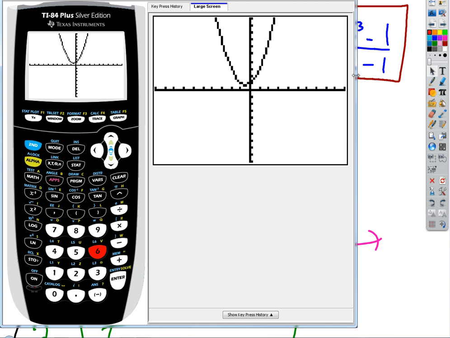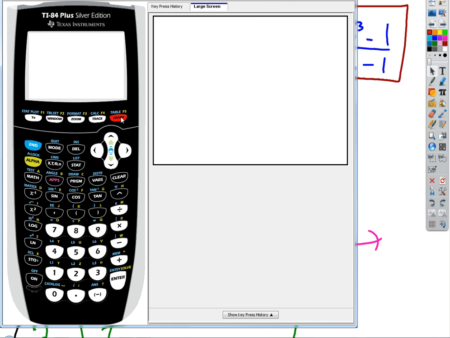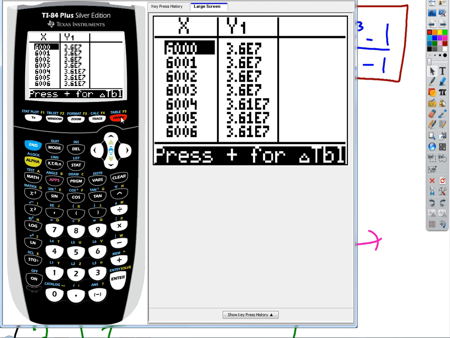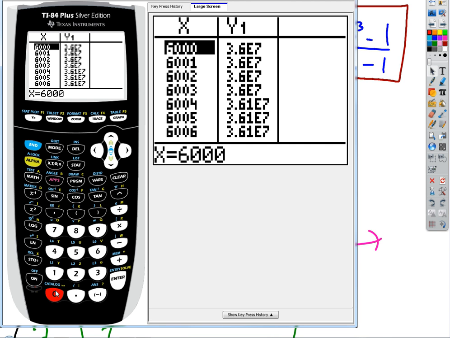Tables. Say it again. I could do tables. Yeah, that's one way to do it, sure. I could go table, so second table, and x is currently at 6,000. That's pretty big. Can I just type in a number directly on the table? Let's try it. What if I type in 0? It doesn't know what to do, does it? No. Okay, so I might have to reset the table.